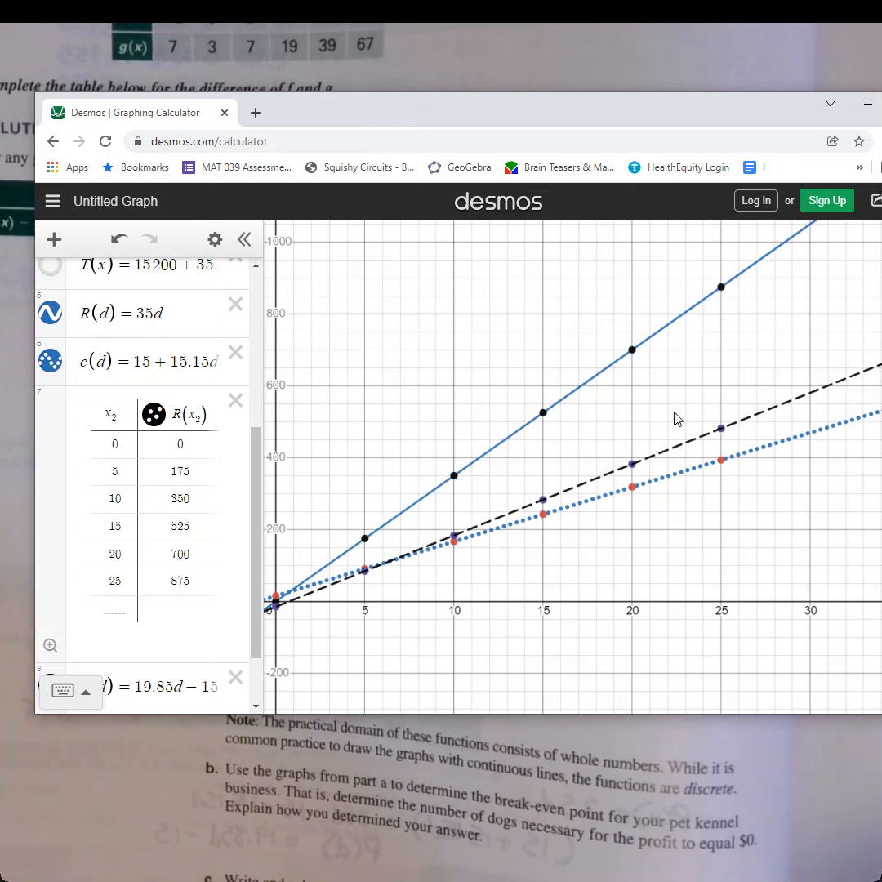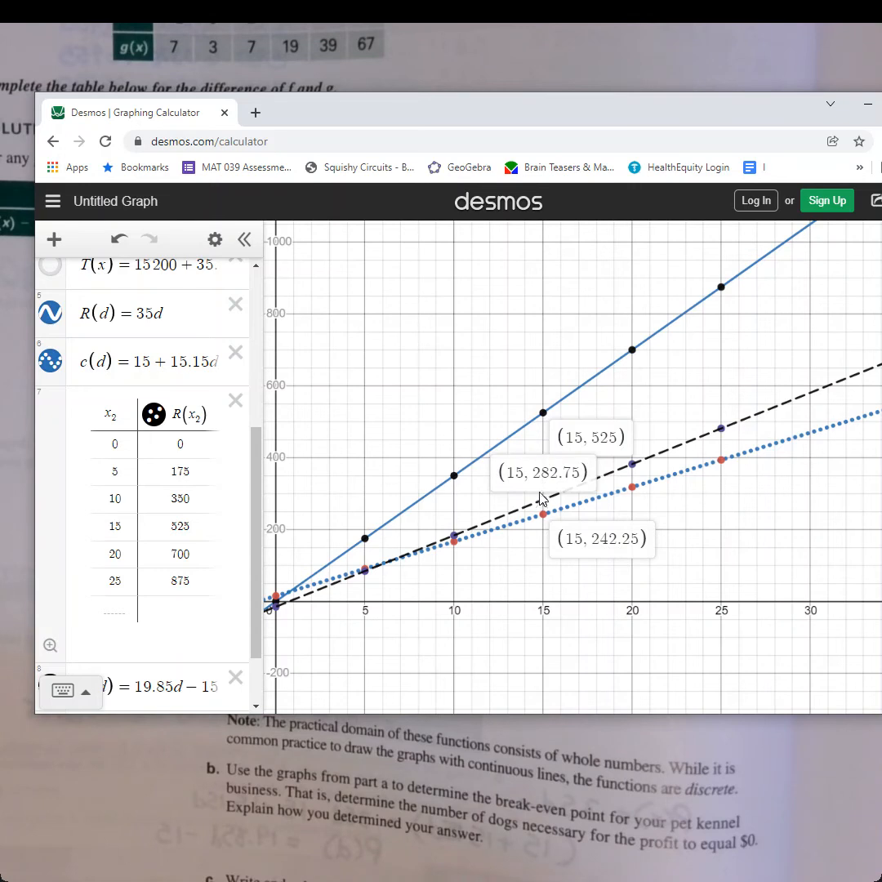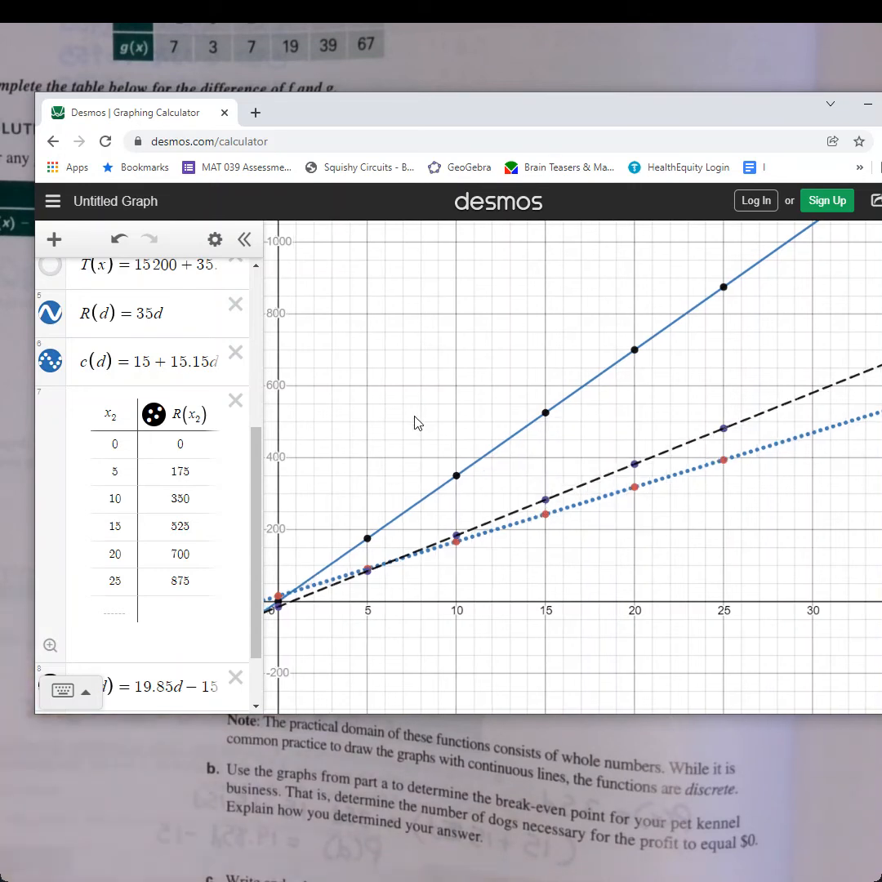The revenue on top, now if you imagine this, for each of these values, I had to subtract the 525 minus the 242, and that left me with the 282. So I had to go down by this much, and that put me down here. So we have dropped down by the amount of the cost function to get to the profit function.